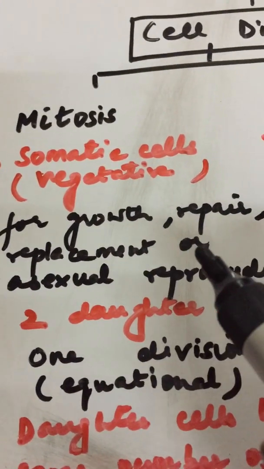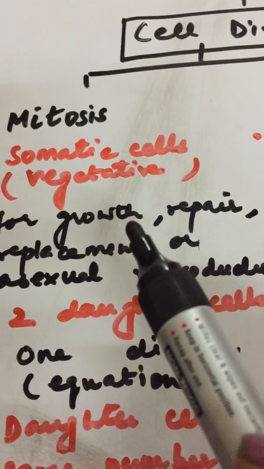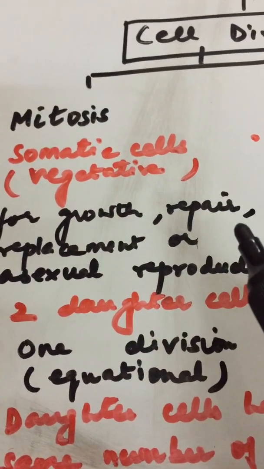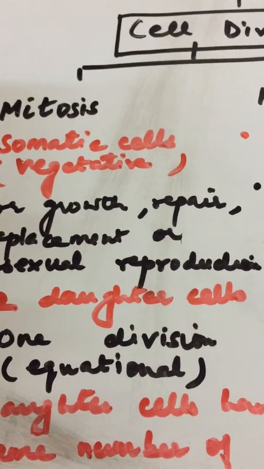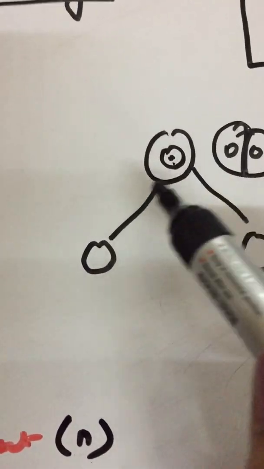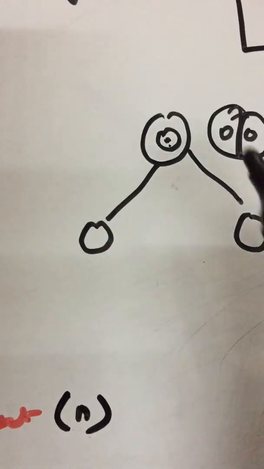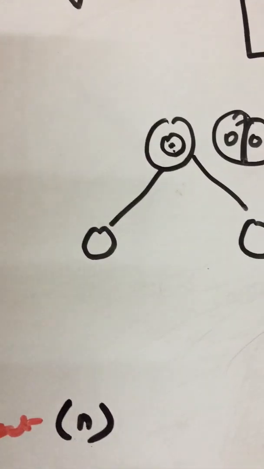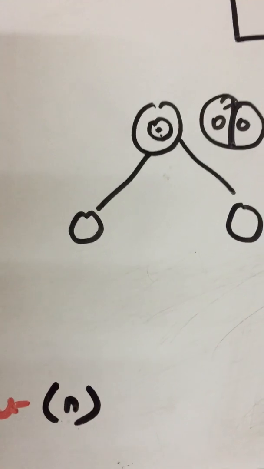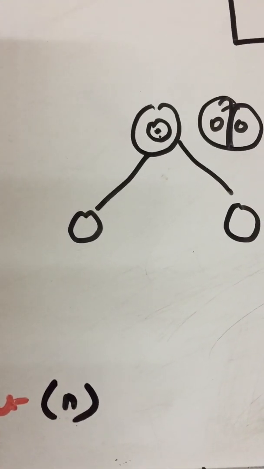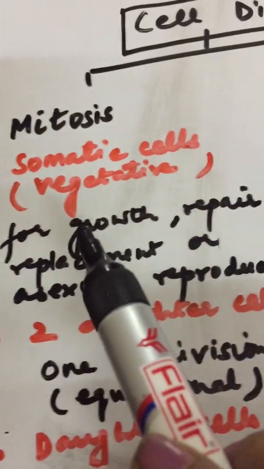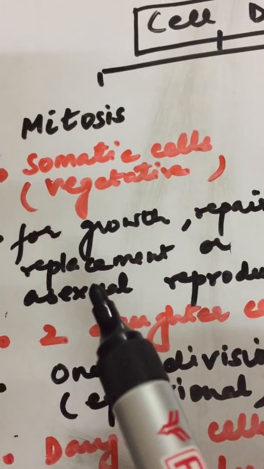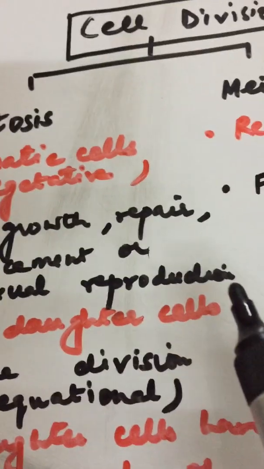Primary purpose of mitosis is to help in growth of the cell, in repair of the cell, in replacement of worn out cells, or to help in asexual reproduction. If you remember, in lower organisms like bacteria, one bacteria divides into two or one amoeba divides into two by the process of binary fission. This kind of division is an example of mitotic division. So purpose of mitosis is for growth, for repair, for replacement and for asexual reproduction.